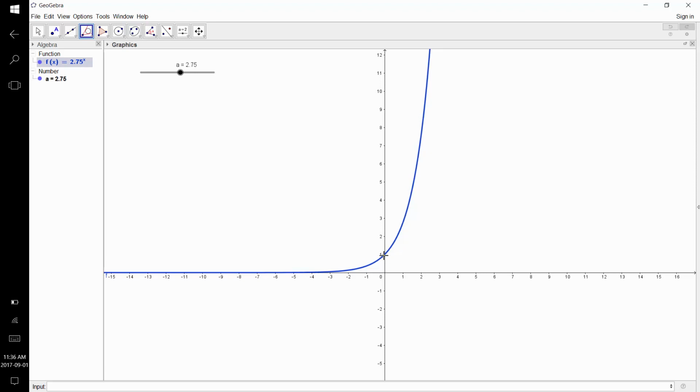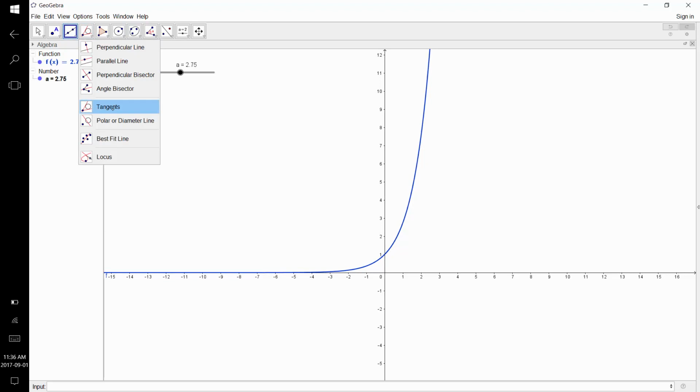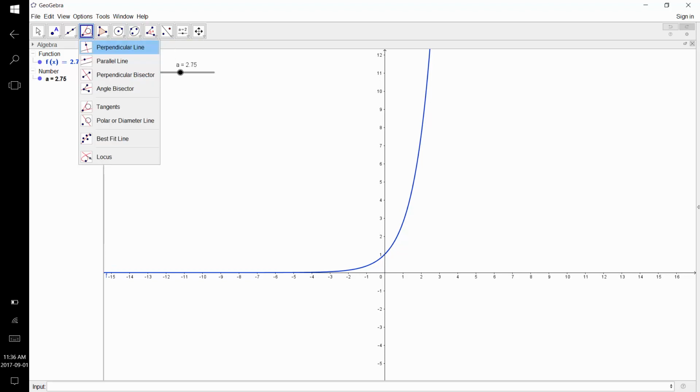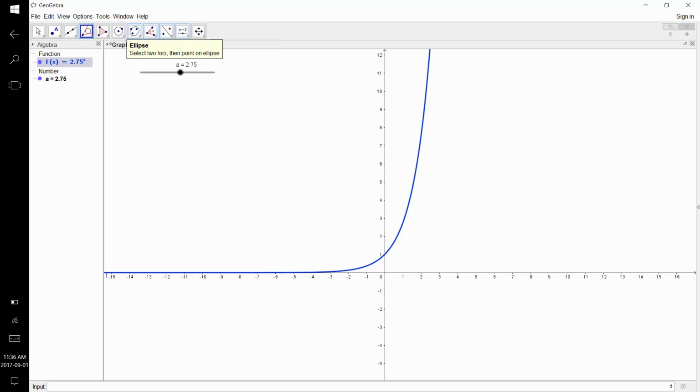I don't know if I can pull that off. Let's see. I want a tangent line. It might not do it for me. Okay. Oh well. Anyway, I thought I could pull that off, but not with just my pen. I would need my keyboard to get it.